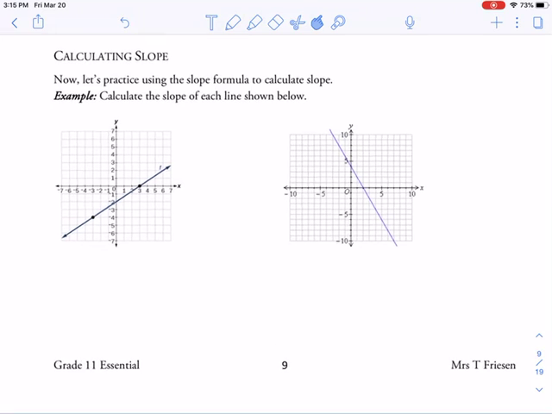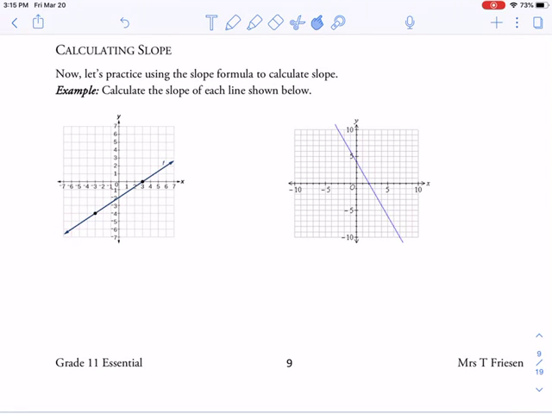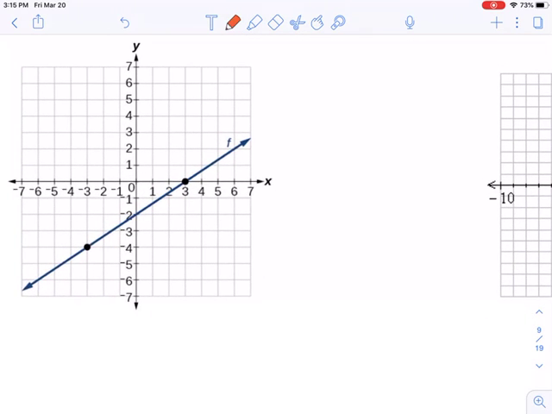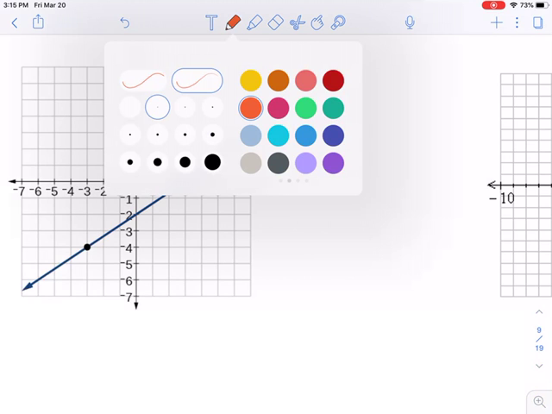Now, what happens when we have lines that aren't vertical or horizontal, right? So lines that are moving up and to the right or down and to the right, like these two lines. We want to talk about those two instances. So let's take a look here first at this line. Okay, I'm just going to pick another color.